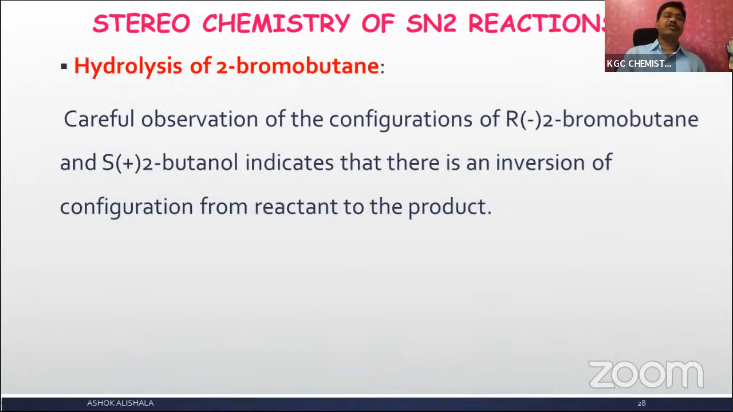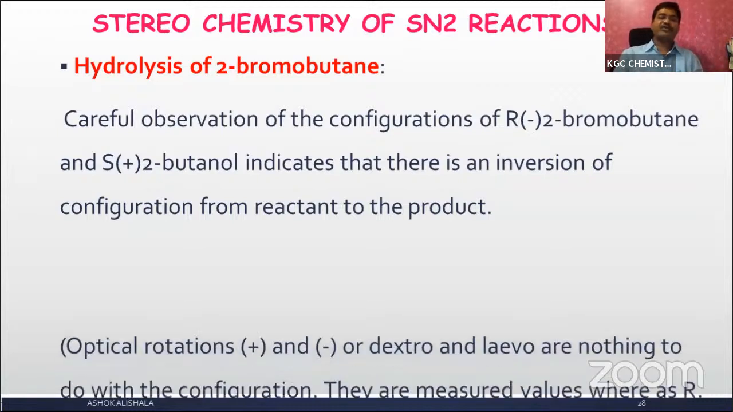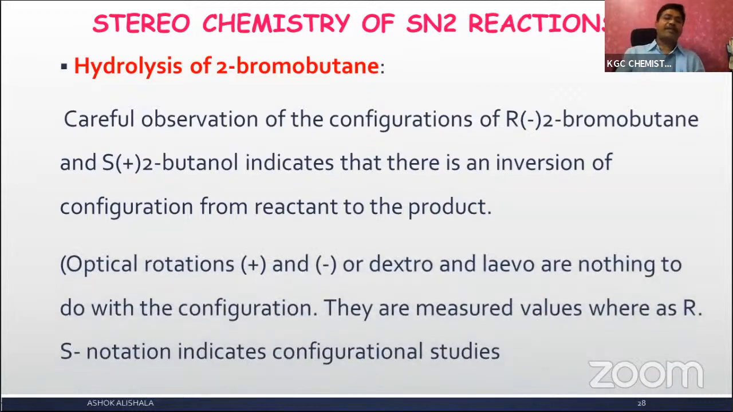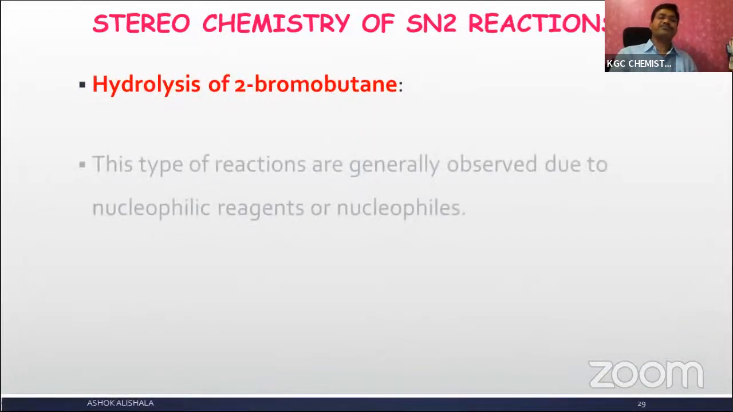Hydrolysis of 2-bromobutane: careful observation of the configuration shows that R minus 2-bromobutane always gives S plus 2-butanol. This indicates that there is an inversion of configuration from reactant to product. Optical rotation, plus and minus or dextro and levo, has nothing to do with the configuration. They are measured values, whereas R and S notation indicates the configuration.